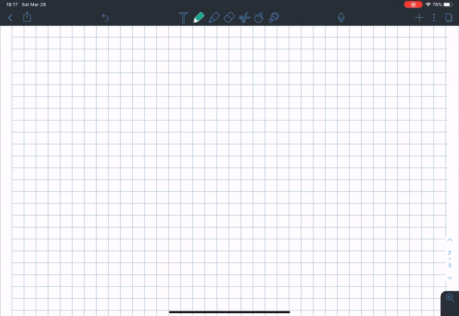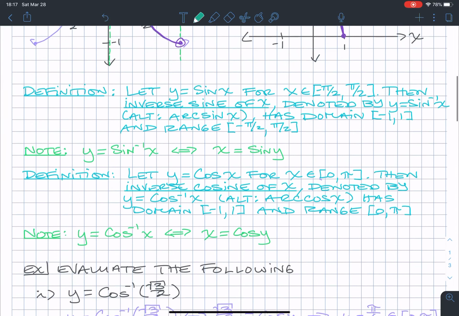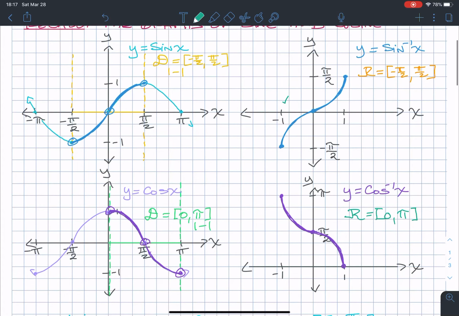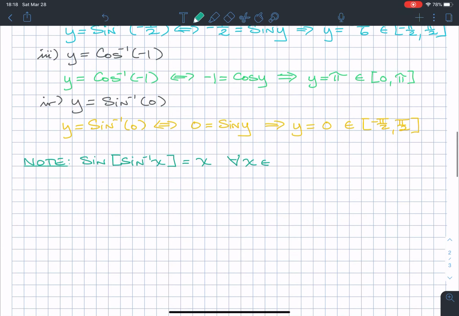Okay, so continuing with 6.2, let's note that sine of sine inverse, meaning the composition of sine with its inverse, should be x, but we have to restrict the values of x. We're evaluating the inverse sine first. So what is the domain of inverse sine? Well, it's from -1 to 1. So we know that the composition of sine with its inverse is x for all values of x between -1 and 1.